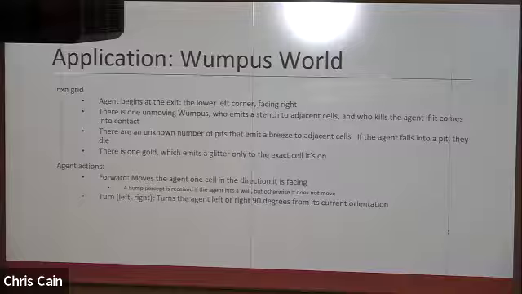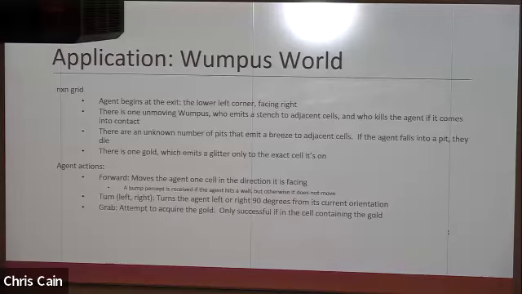The agent can turn left and or right. It can grab. If it is in the cell that has the gold, you will acquire the gold if you take the grab action. Otherwise, you can't grab the wumpus. You're already dead. There's nothing else to grab. Can't really grab a pit, that doesn't make sense.